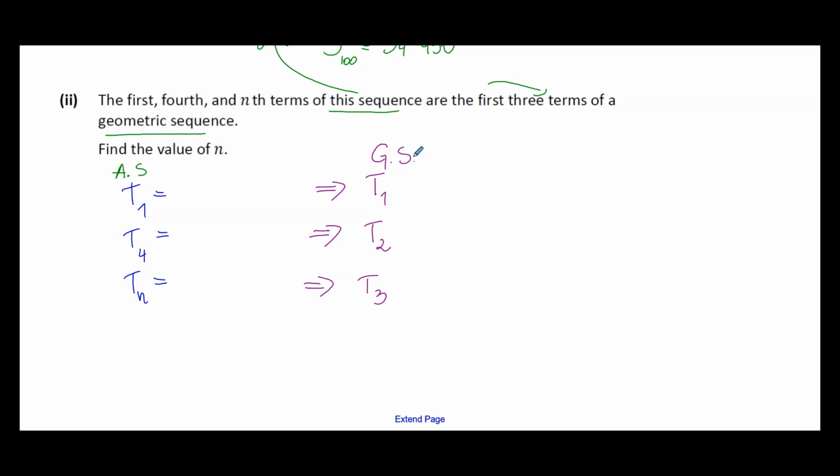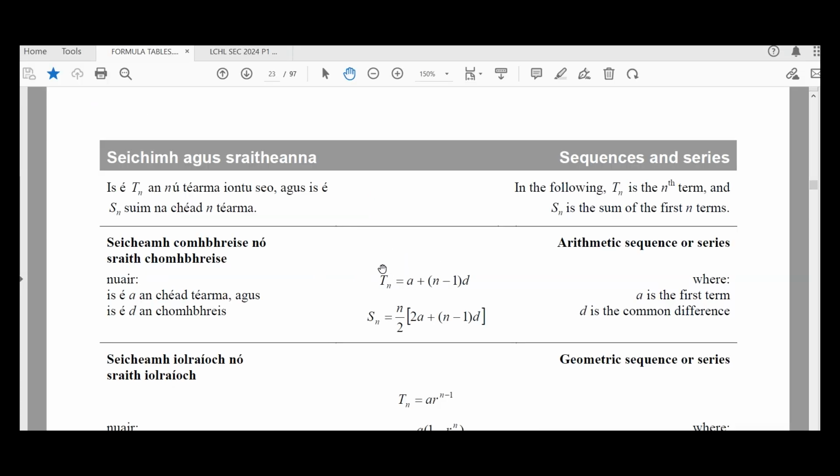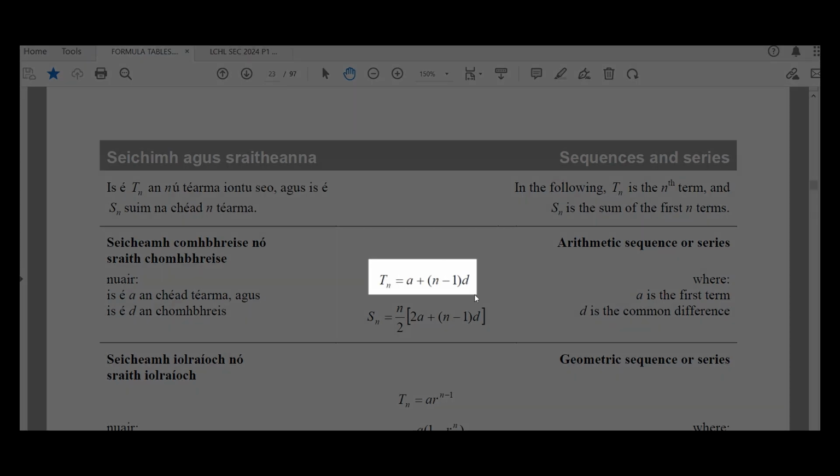Okay, and therefore we have to find the value of n, meaning what term are we talking about here? Okay, so what is my first term? Well, it was given to me in this question, that was 3. What about the fourth and the nth? So how do we calculate the terms in an arithmetic sequence? That's my first formula here. So let's take that formula.